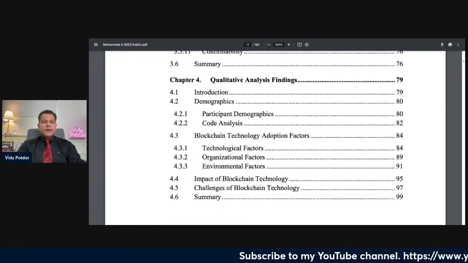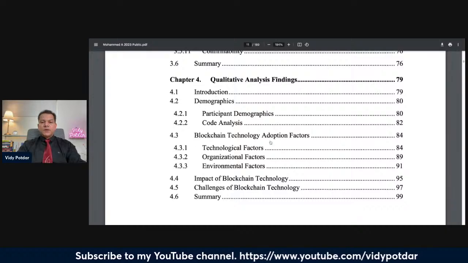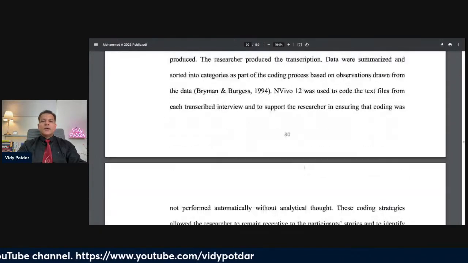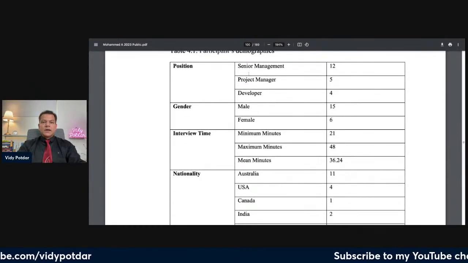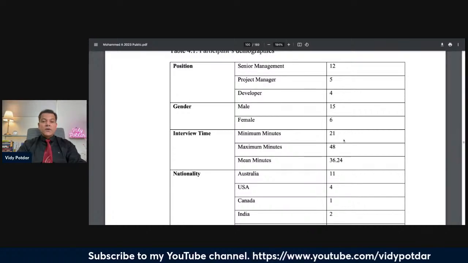Okay. Now let's see qualitative analysis. So this was the qualitative analysis part. You can see participant demographic. So who did the interview? What were the position? Who were the people? So there was senior management, project managers, developers. Those are the ones who were interviewed.